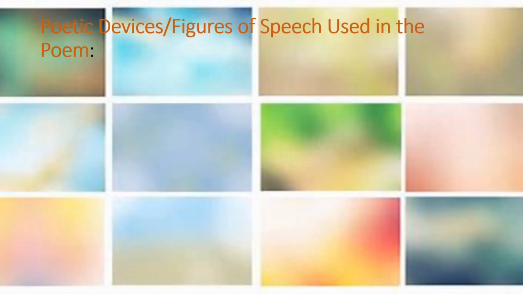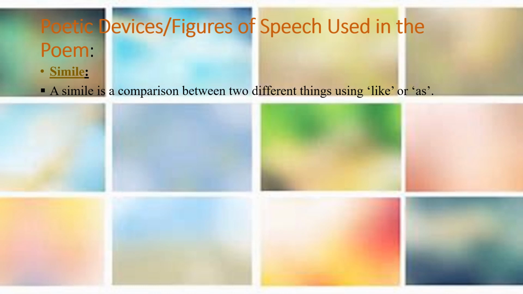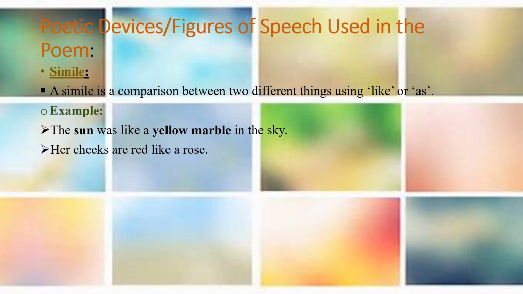Before moving any further, let me first talk about the poetic devices or figures of speech that have been used in the poem. So the first one is simile. What is a simile? A simile is a comparison between two different things using like or as. For example, the sun was like a yellow marble in the sky. So over here, the sun is being compared with a yellow marble because both have the same color.